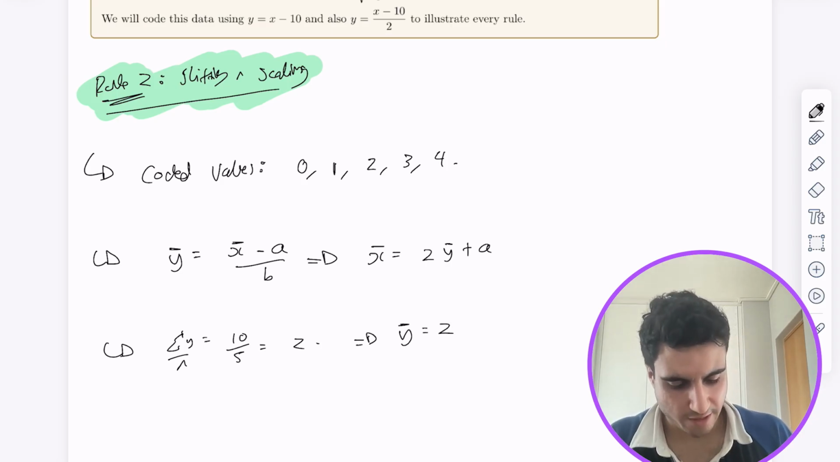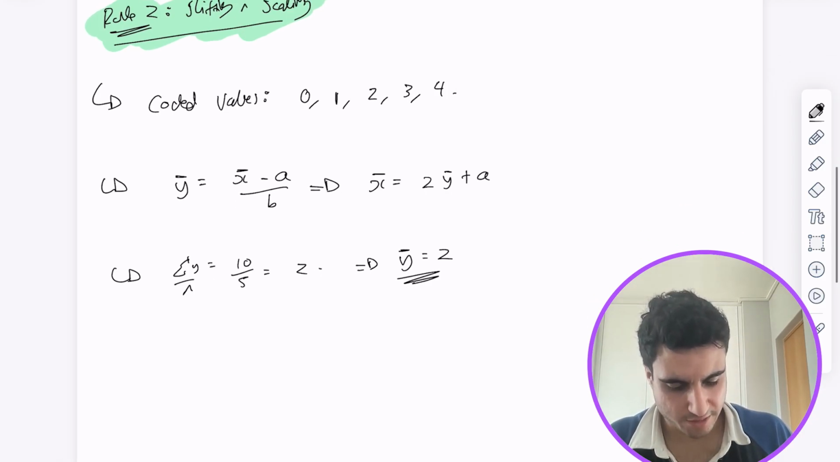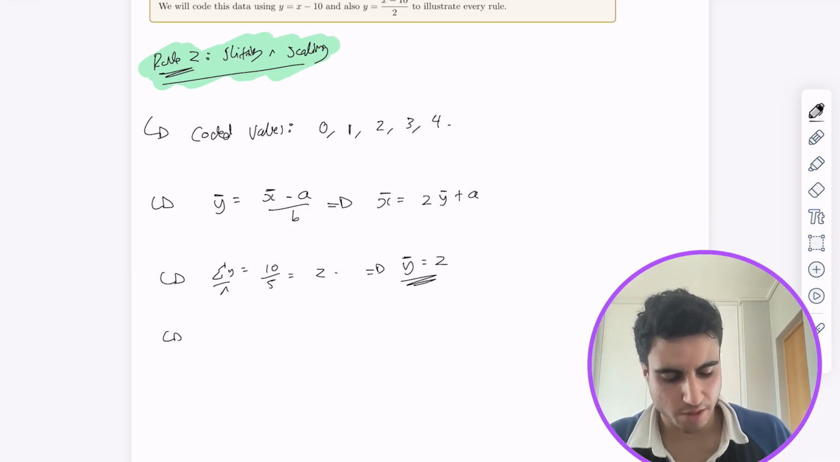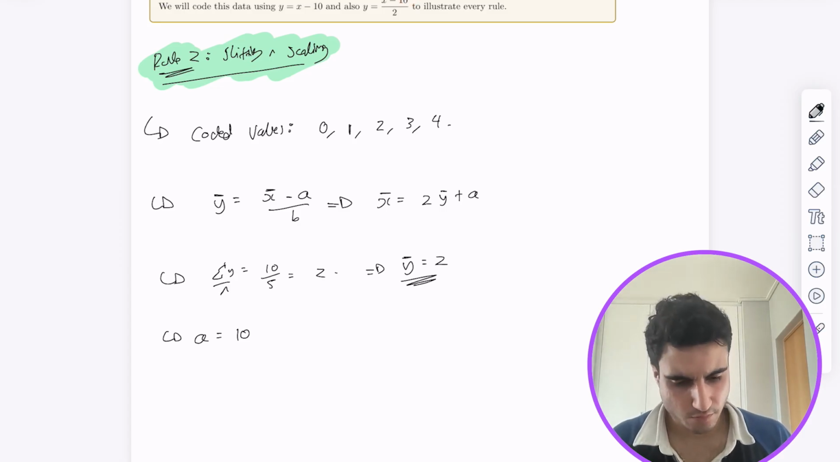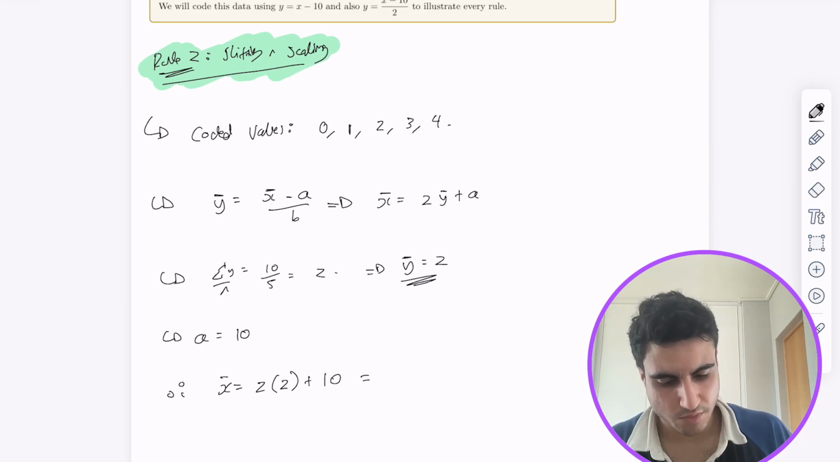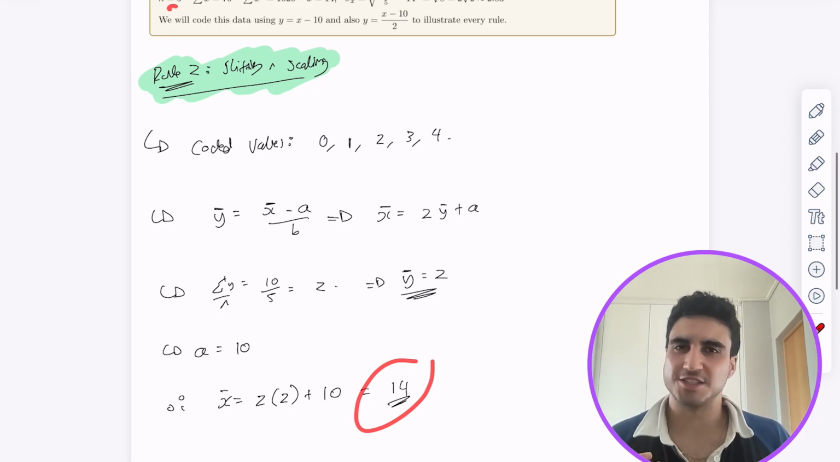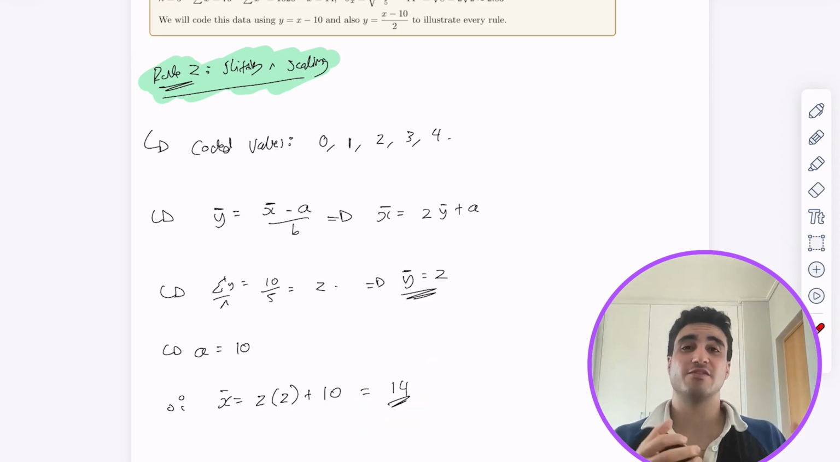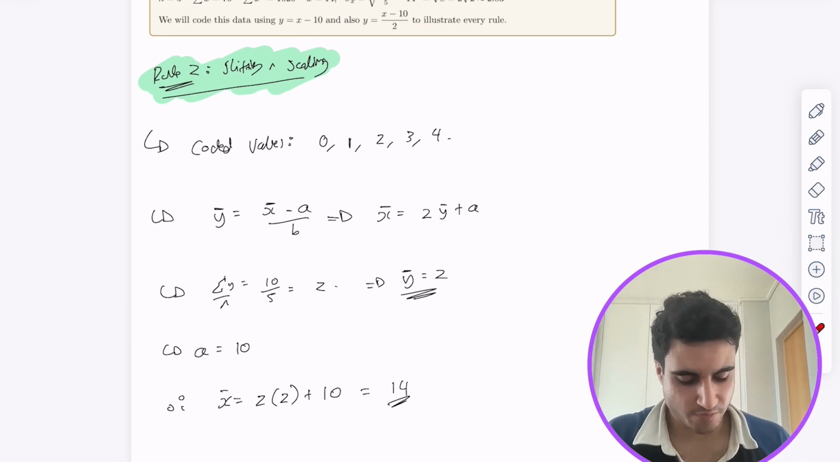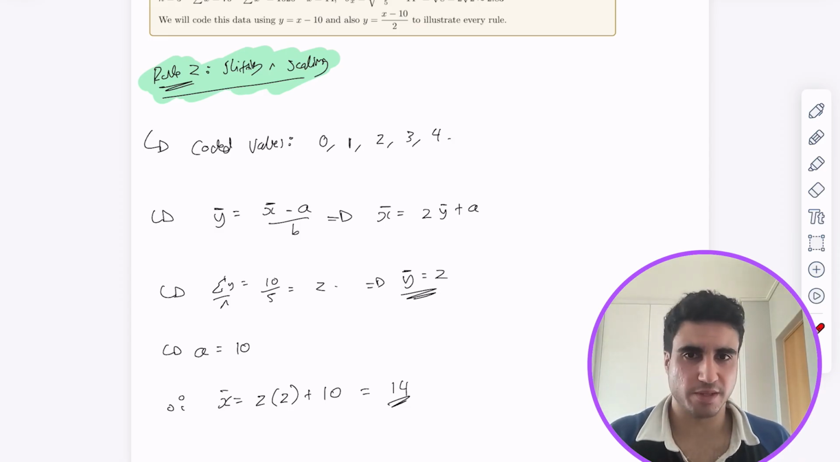And what's A? Our A is equal to 10, because that's what we shifted by. So therefore, applying our formula, we can say that our original mean is going to equal 2 times 2 plus 10, which equals 14, which is what we were given from the get-go. Again, this is not an exam question, it's not even a practice question, it's just to give you an understanding of how this all works. So pretty simple explanation there.